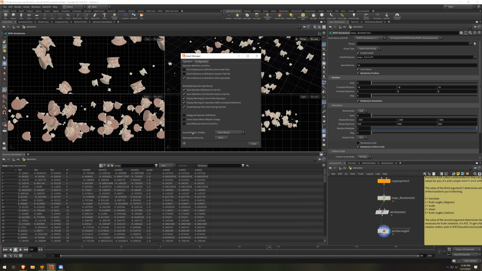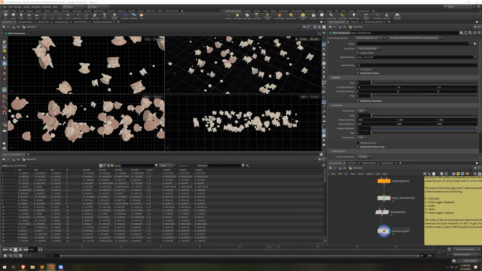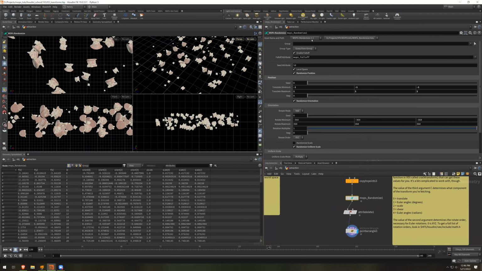And by default on most Houdini installs, it's turned off. What you want to do is set this to show always. And what that gets you is this tab up here that gives you the asset name and path. So this lets you see what OTL this is, like what file on disk am I loading this from? Or is it embedded? And this dropdown also lets you select versions.